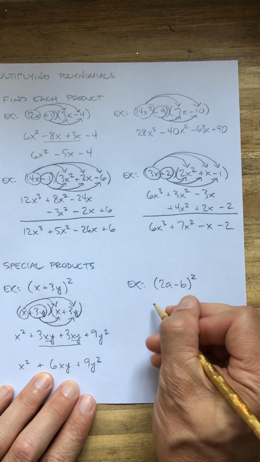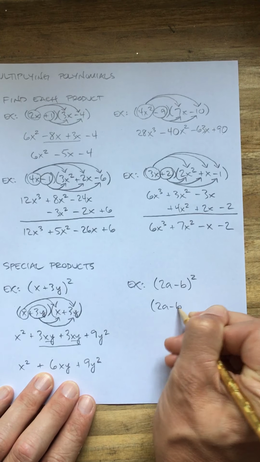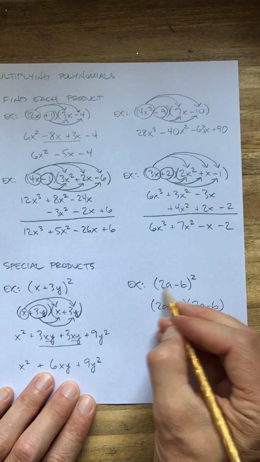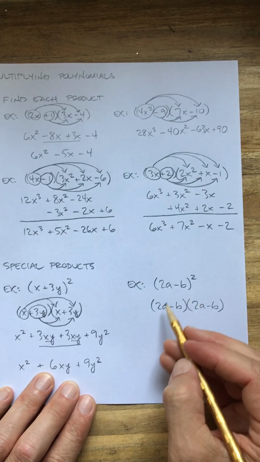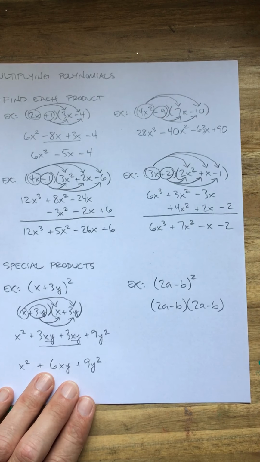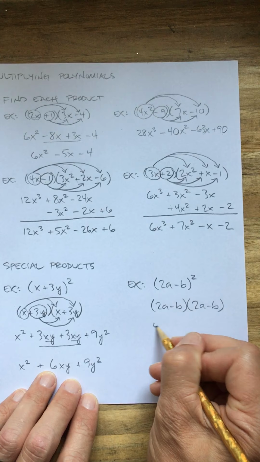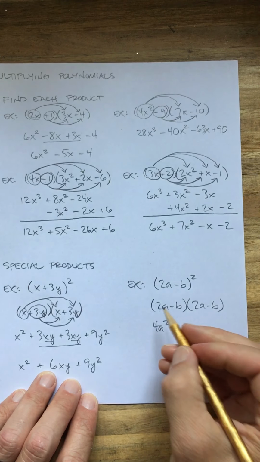All right, here's what I get. Start off with 2a minus b and write it down twice, 2a minus b. That's because it's squared. We do it twice, okay? We're multiplying it by itself. That's what it means to be squared. Okay? 2a times 2a is 4a squared.